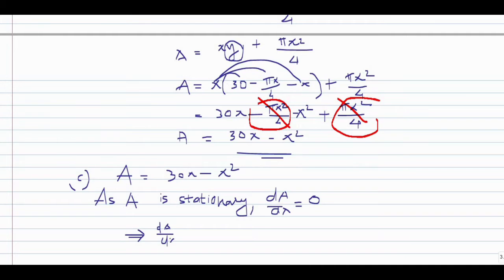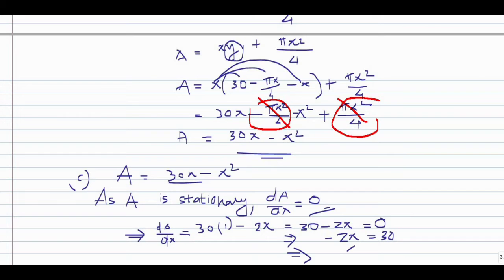So we get dA by dx is equal to, let's find dA by dx of the given equation, 30 of 1 minus x square, that is 2x, which is equal to 30 minus 2x, and as per our question that is equal to 0. So from this find the value of x. We get minus 2x is equal to minus 30, x is equal to minus 30 divided by minus 2, that is equal to 15.